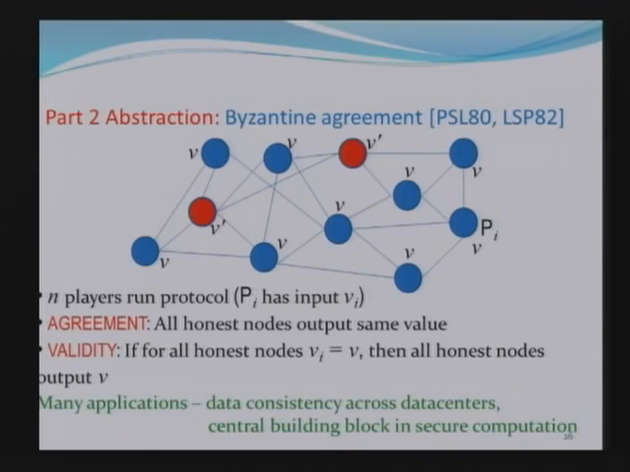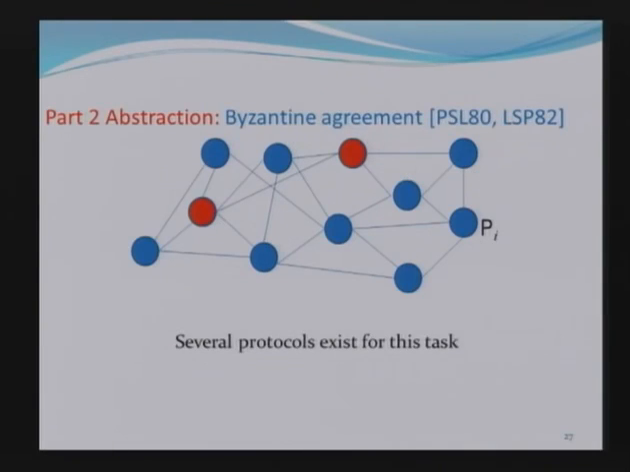Byzantine agreement has many applications in distributed computing and in secure computation, data consistency, and it's actually a fundamental building block in secure computation, which is very important in cryptography. Actually, several protocols exist for this task, and a lot of them have considered communication complexity, round complexity, computational complexity of parties, and so on and so forth.